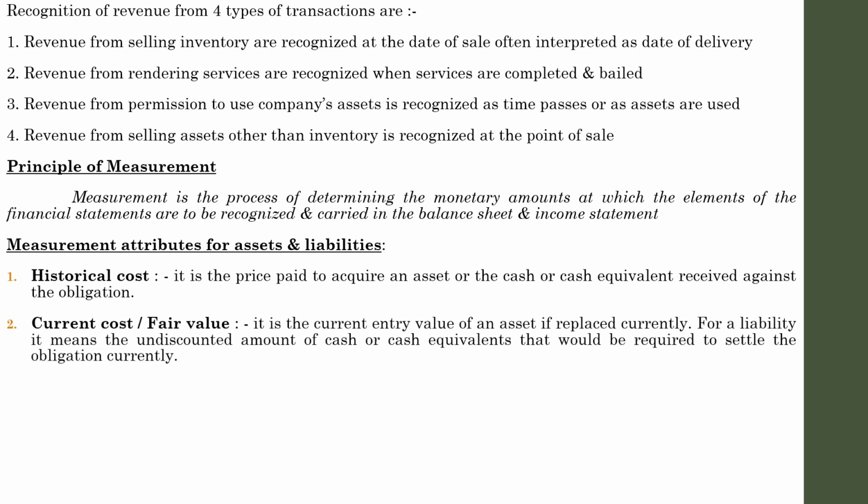Next one, current cost or fair value. It is the current entry value of an asset if replaced currently. I have mentioned that I might have bought an asset in January. If I want to purchase an asset this month, definitely the value of the asset will be different. So if I am recording the asset in a financial statement, I can follow any of these attributes. If I am following the current cost or fair value concept, I have to record the value of the asset that is prevailing at that point of time. So that is known as current cost or fair value, and that is with regard to asset.